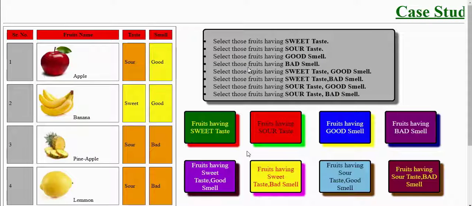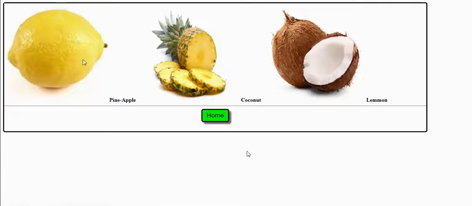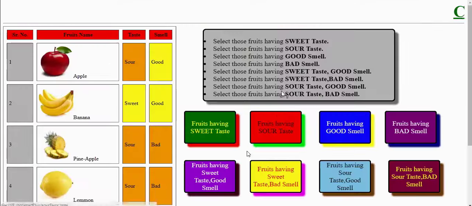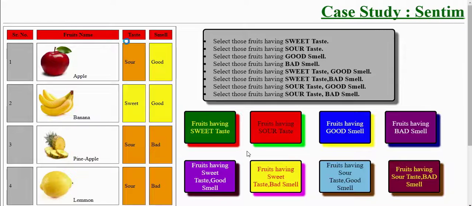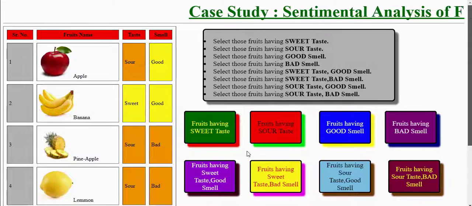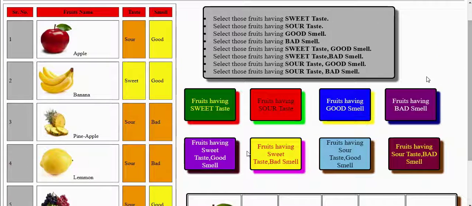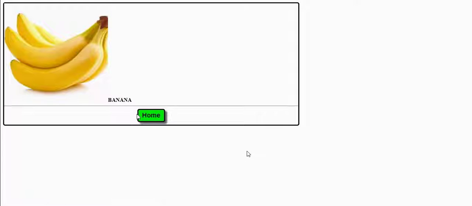Next is those fruits having the bad smell. See in the table, those having the bad smell are pineapple and lemon. Suppose we categorize them according to that. It doesn't mean that they smell bad. Suppose we did this. So you can see the answer. Now we have the fruits having the sweet taste and good smell. See the match here for banana, and no, it's only banana. So the answer is click banana.